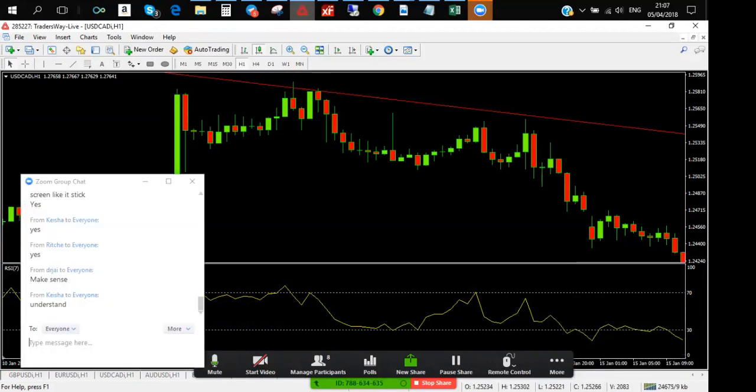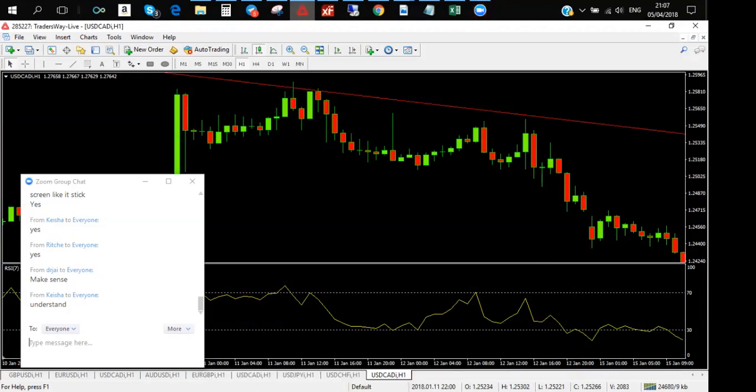Okay, good. So everyone says that makes sense. Everybody understands. So far so good. Everybody understands the retracements. Everybody understands the importance of understanding where to place your trend lines and for your support, your resistance, and so on.